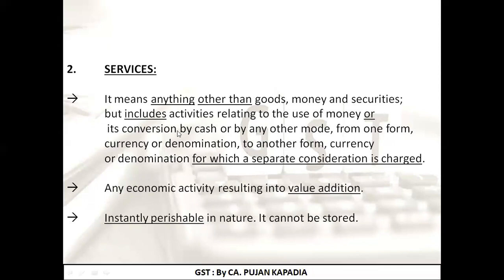Second is conversion by cash or by any other mode from one form of currency or denomination to another form of currency or denomination. For example, you may find there are certain foreign exchange traders. What they do is they exchange your money. For example, I want to go to USA and I want to purchase dollars. What I'm going to do is pay money in Indian currency and get dollars as a currency.